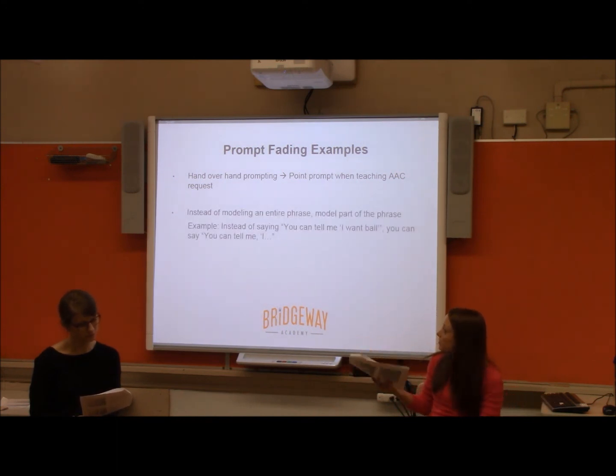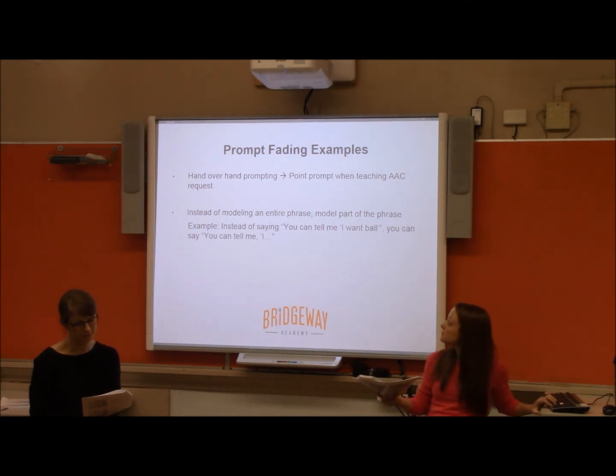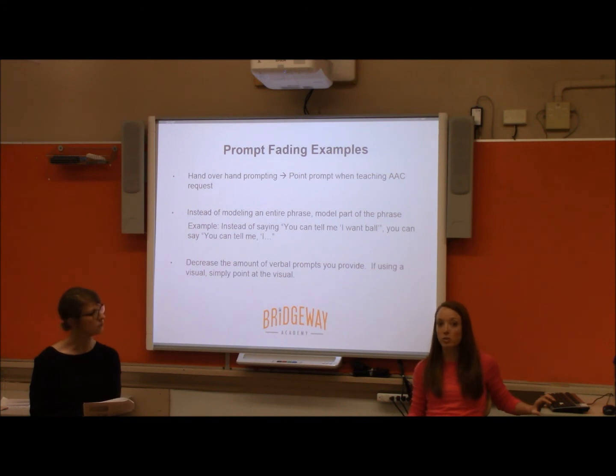Another example is that instead of modeling an entire phrase, you may just model part of the phrase. So instead of saying, you can tell me I want ball, and saying that whole phrase, you might just say, you can tell me I, or I want, or even taking it a step further, I want with the first sound of the word. And then you want to decrease the amount of verbal prompts you provide. So if you're using a visual, let's say you're teaching that I want strip, you might start by using the I want strip and also saying it verbally. You can tell me I want ball. Maybe then taking out that verbal, just holding up the I want strip and seeing if that child, with just seeing the visual cue, can then generate I want ball.